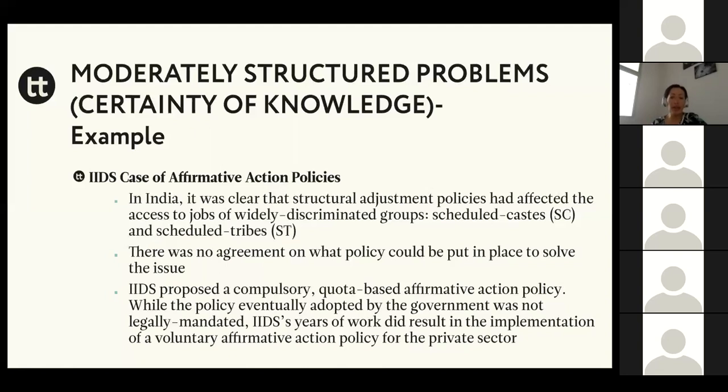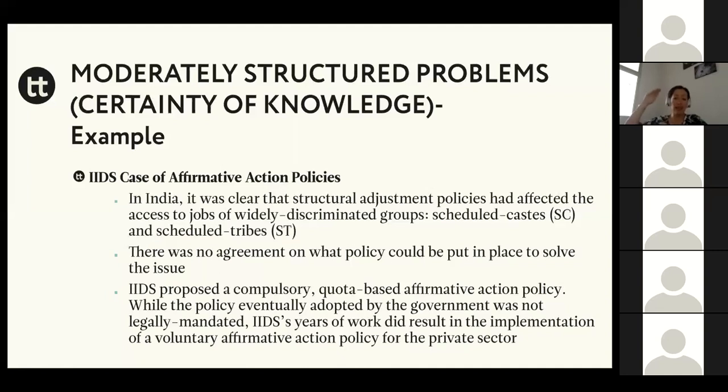So they wanted to have a very, very proactive policy. And they were able to do this because they had very clear values of what they wanted to do for these discriminated groups. Now, this option didn't go through because policy actors were not convinced that affirmative action was the right way of doing it.